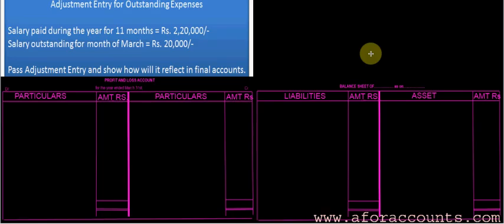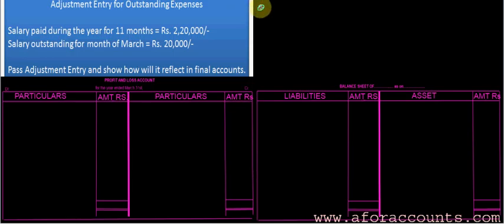So let's read the question. Adjustment entry for outstanding expenses. First of all, tell me what is outstanding expenses. Very important point. This is not only important for your 11th standard. If somebody wants to pursue a chartered accountancy course, these concepts are very important there also. So please pay attention. Out of the next 4 entries which I am going to teach, one will definitely come in your paper if it is a properly made paper. So pay attention.